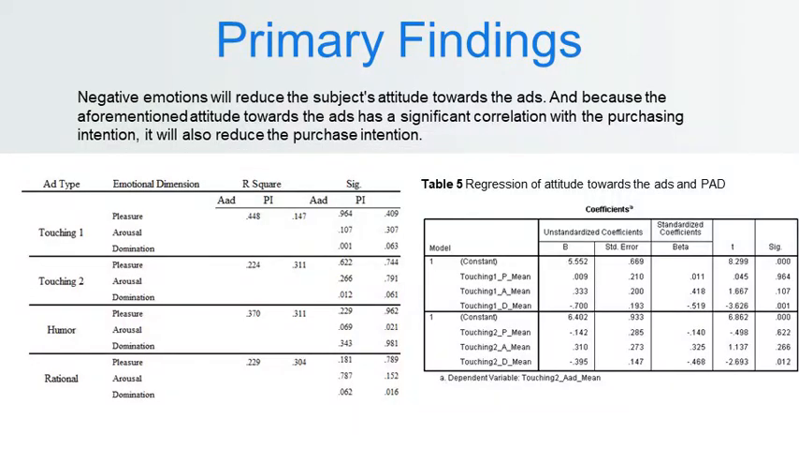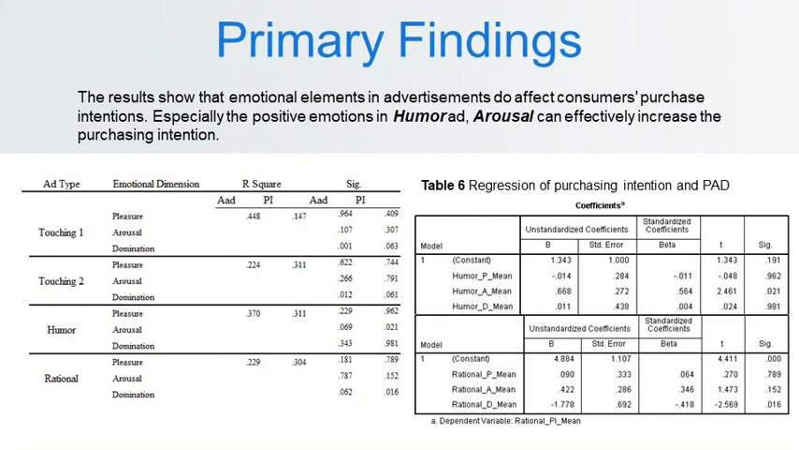Tables 5 and 6 indicate that domination has a significant negative correlation with the preference of Touching 1 and Touching 2 ads. This shows that negative emotions will reduce the subject's attitude towards the ads and purchase intention. Advertisers should avoid particularly negative emotions in Touching ads. In purchasing intentions, the results show that emotional elements in advertisements do affect consumers' purchase intentions, especially the positive emotions in the Humor ad, which can effectively increase the purchasing intention.